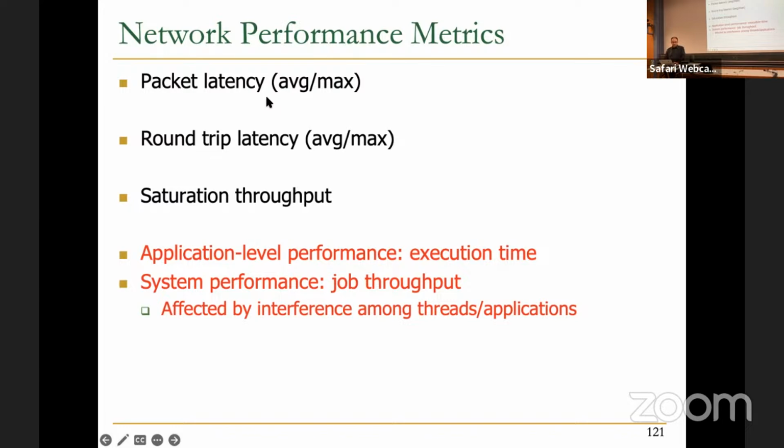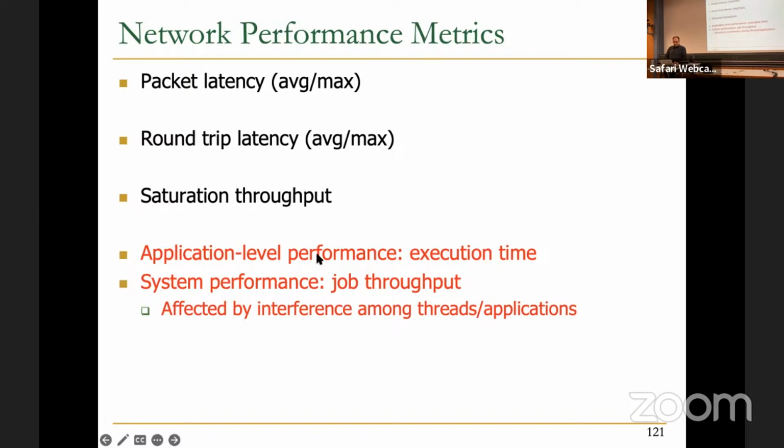For packet latency, people usually report average, maximum, and also tail latency. You also have round trip latency, which is how long it takes for the whole message to be received, like when you have a request and a reply. Then you can also report saturation throughput, which is important especially when you want to see how your network behaves under high contention loads.